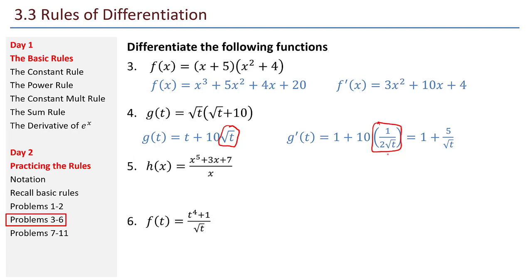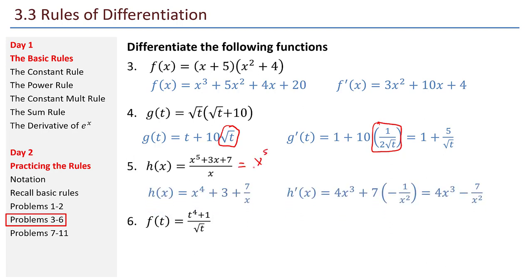For number 5, I can split up this fraction as x to the 5th over x plus 3x over x plus 7 over x, and that simplifies. Don't just take the derivative of the top and the derivative of the bottom. That's not a rule that we have. There is no rule that tells us to take the derivative of the top and the derivative of the bottom. I have to split this up into different parts, but then it is in a form that I can differentiate.